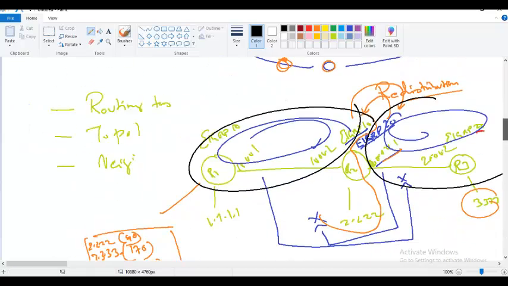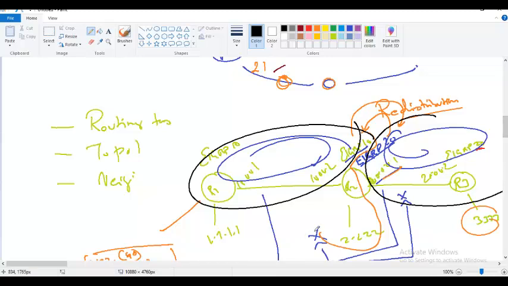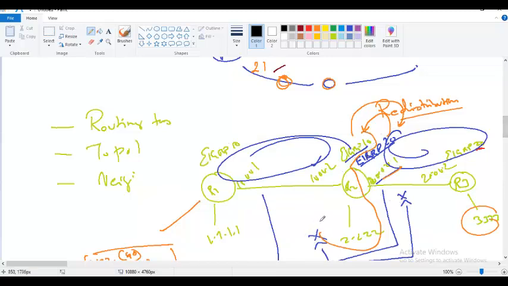Did everyone understand the difference between autonomous system number and the process ID? OSPF uses process ID, EIGRP uses autonomous system number.